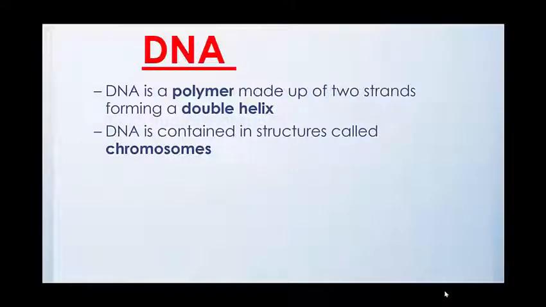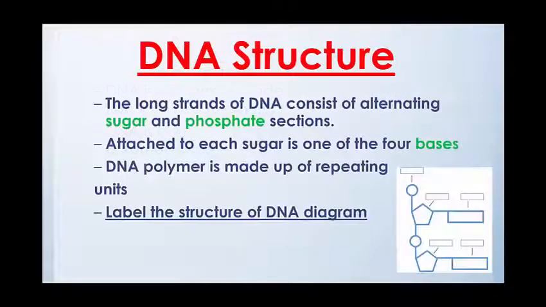Now, DNA itself is a polymer, and a polymer is a long chain molecule, so it's a very long molecule made up of two strands that form a double helix, and I'll show you a picture of that double helix later on in the lesson. DNA is contained in structures called chromosomes. Interesting word. Chromo means colour, and they were called that because the dyes that we used to stain the cells, when you looked at them under the microscope, made the chromosomes appear as coloured parts of the cell.